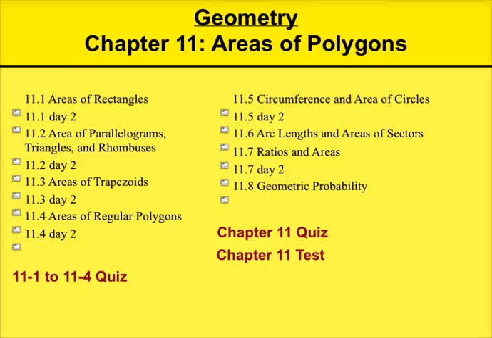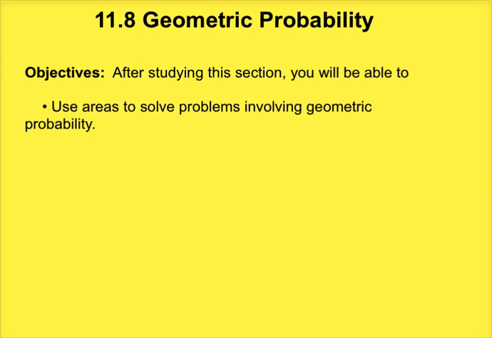Chapter 11, Areas of Polygons. Today we're going to cover Section 11-8, Geometric Probability. Objectives: use areas to solve problems involving geometric probability. And the one thing I want to remember here is that probability is the number of times an event occurs divided by the total number of possible outcomes.